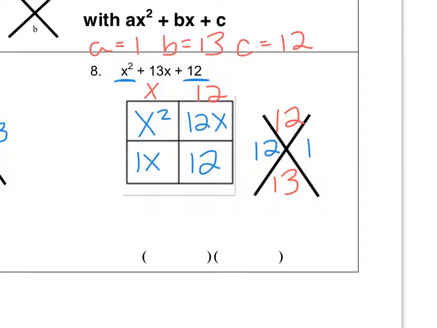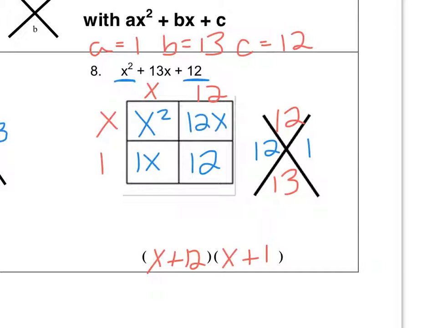And in the other column, I have an x I can take out. I can also take out a 1, but the 1 really doesn't matter, so I'm not going to bother to write that. And then in my very top row, I have an x I can take out. And in my bottom row, looks like I have just a 1 that I can take out. Can't take out anything else. So my answer is x plus 12 and x plus 1.